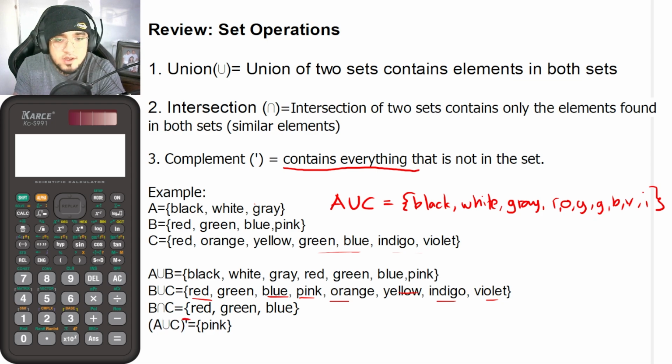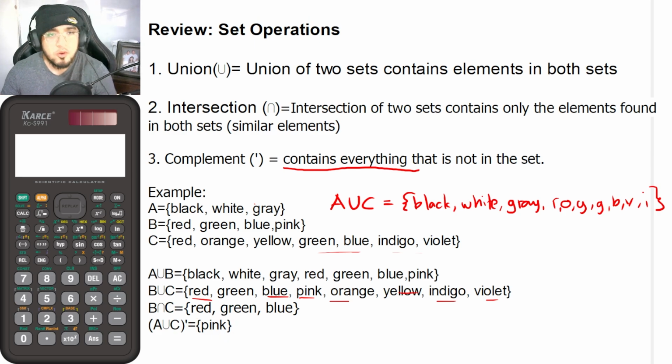But what about its complement? Its complement is what makes this set complete. When we say complete set, we are talking about the complete sample space. The only color here that is not included is pink. So the complement of the union of A and C is just pink.